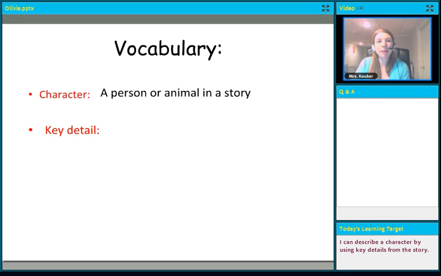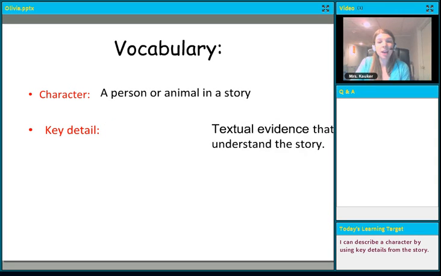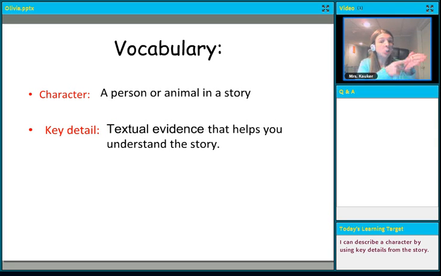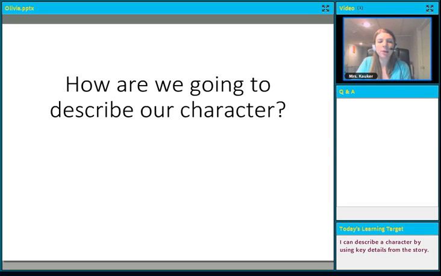But when we're talking about key details like in our learning target today, a key detail is that textual evidence that helps you to understand a story. A key detail is textual evidence and helps you understand the story. Okay? So we want to describe a character, a person or an animal, using that key detail, which is textual evidence. Well, how are we going to describe our character? Everybody, how are we going to describe them? Using textual evidence. Textual evidence is how we're going to describe our character.